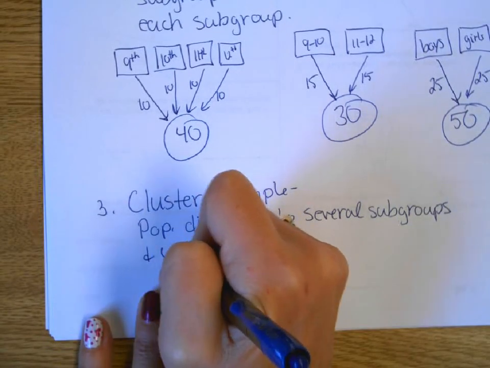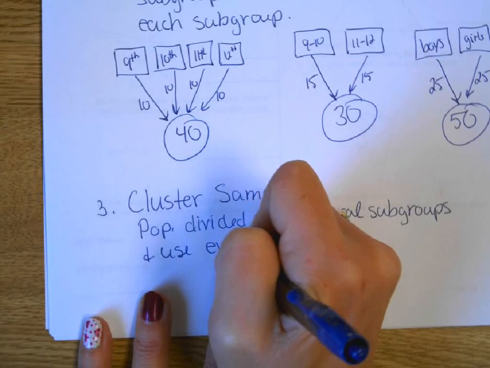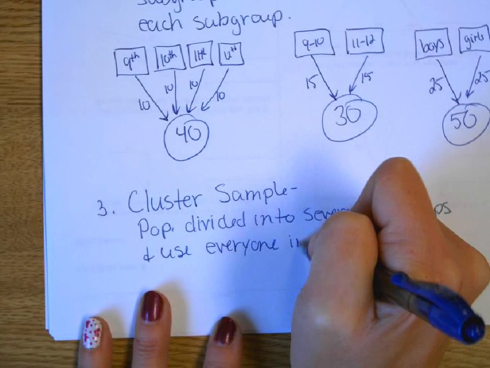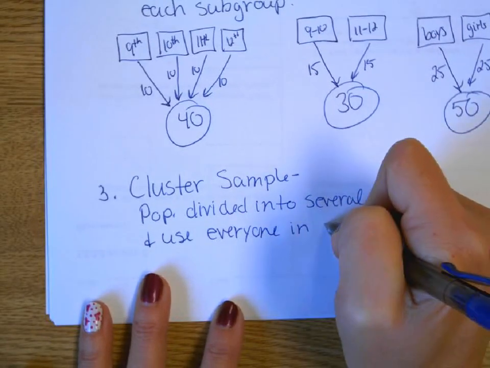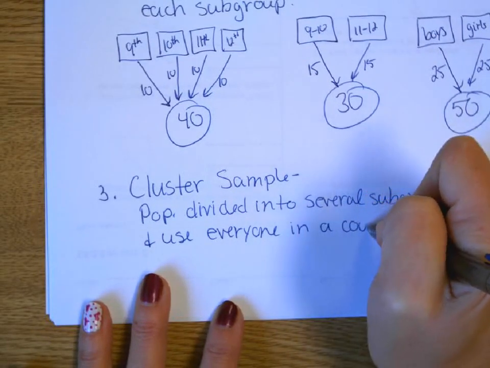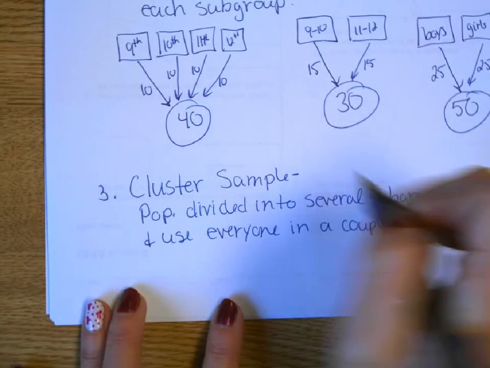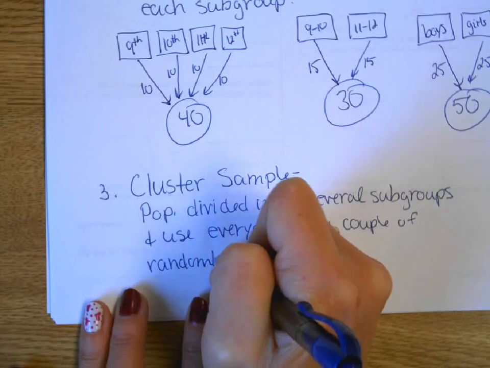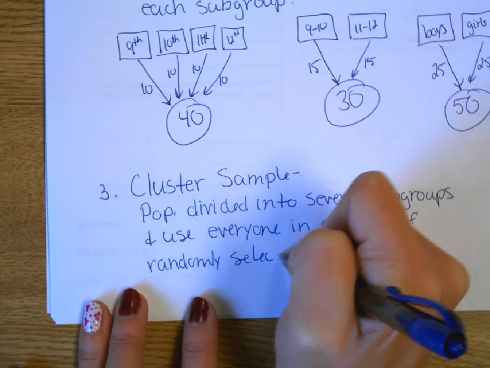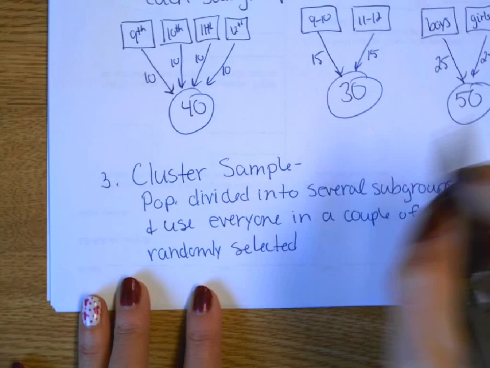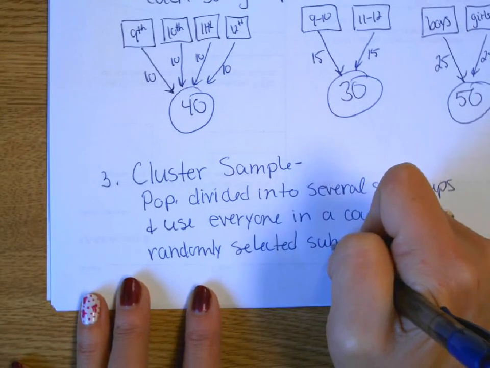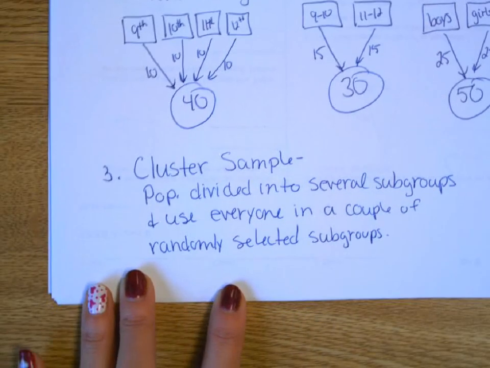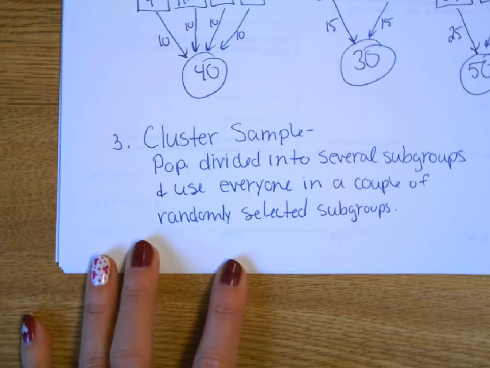And then you use everyone in a couple of randomly selected subgroups. So you usually need smaller divisions, lots of them.